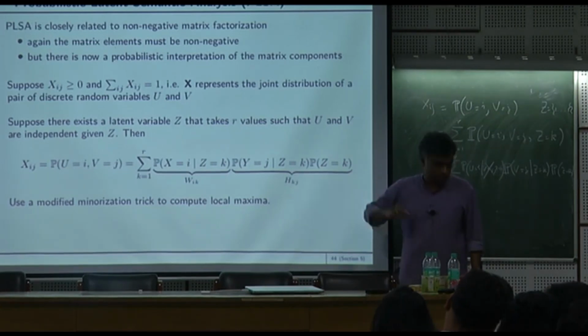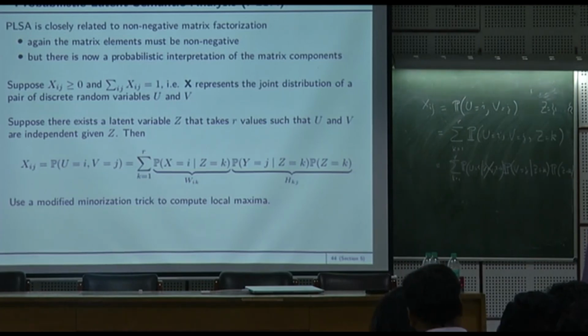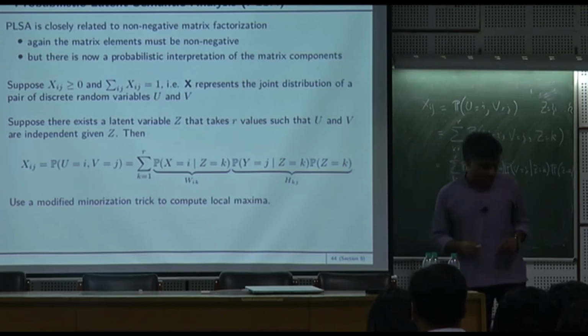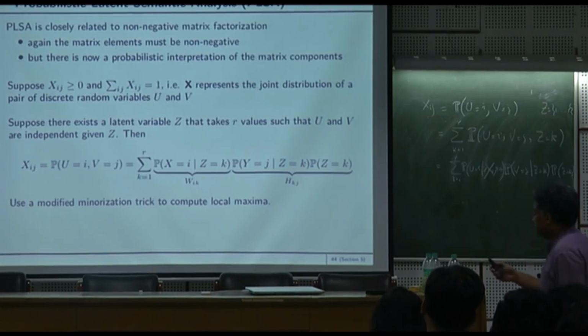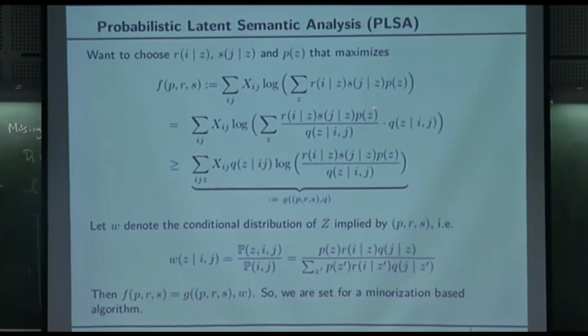decomposition of them. Now we know that z is a latent variable, so you can use a modified minorization trick to compute local minima. You can basically design an EM type algorithm to be able to compute this matrix factorization. Here's the story in gory detail.